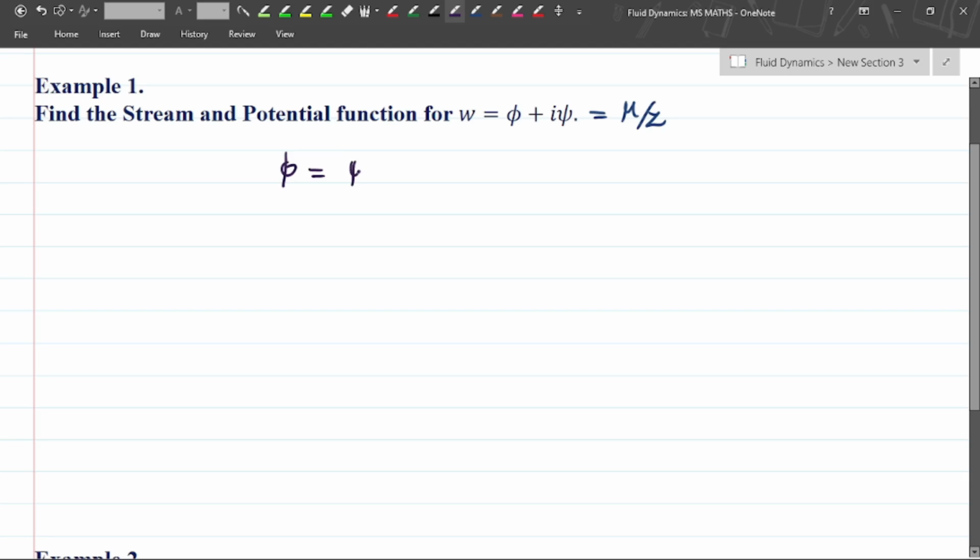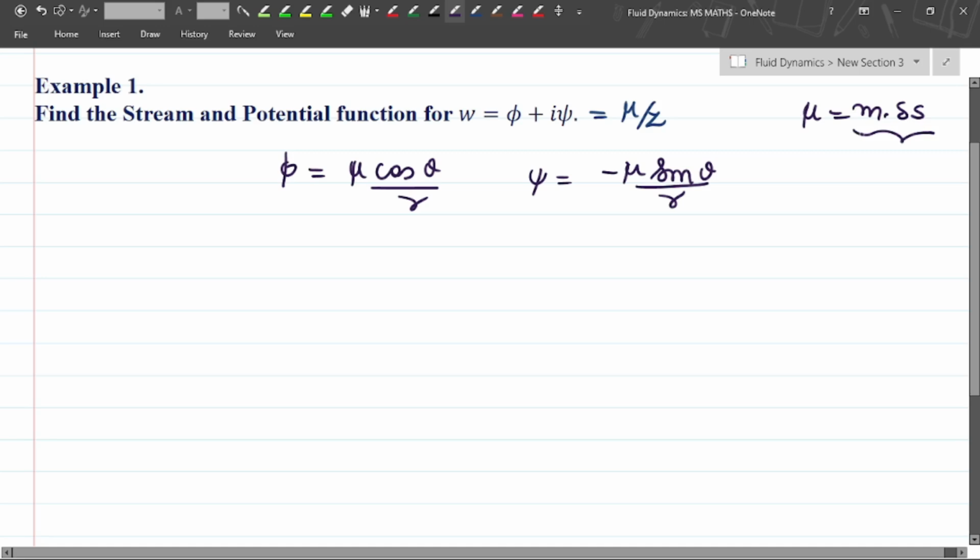is equal to minus mu cos theta upon r, and psi is equal to minus mu sine theta upon r. This is the question related to the doublet, where mu is the strength, that is m into delta s, where delta s is the distance and m is the strength.